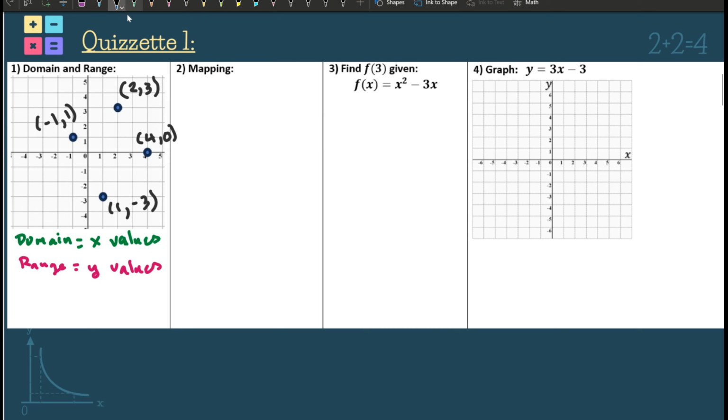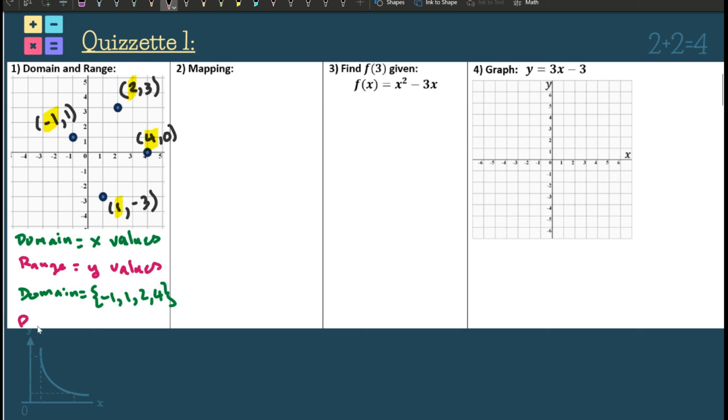So domain is all x values. Let me rewrite my braces. Domain is all the x values, so 2, 4, 1, and negative 1. We need to put them in order, so it's going to be negative 1, 1, 2, 4.